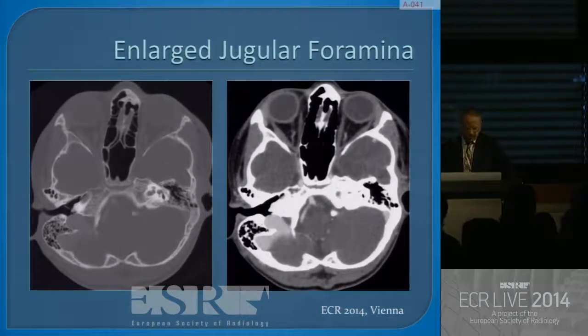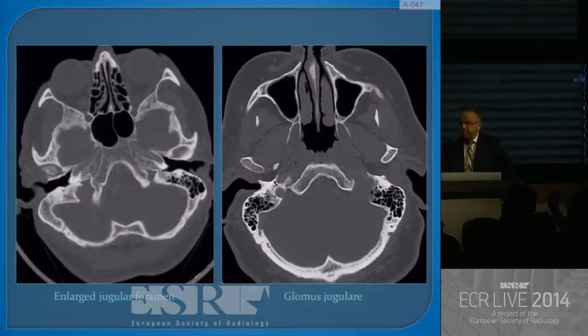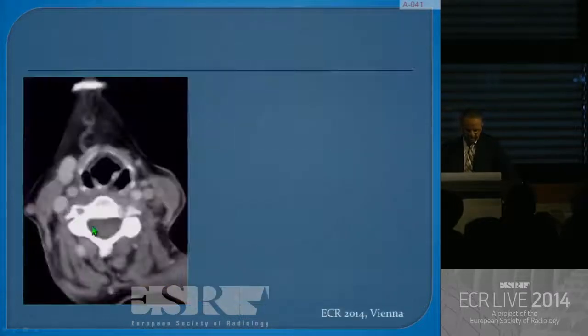Enlargement of the jugular foramen is a well-known occurrence and may mimic tumors, glomus tumors. Glomus tumors may look similar to the enlarged jugular foramina. Well, the nature of the glomus jugulare is expansion and destruction. We can recognize a simple enlarged jugular foramen by this tiny spur that differentiates the nervous part from the vascular part of the jugular foramen.